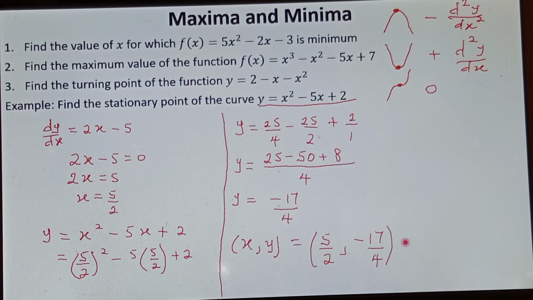So that's the point. So this point, you can ask yourself, is this point now a maximum or a minimum or a point of inflection? If we want to find out, we'll differentiate again. If we differentiate 2x minus 5, we'll get 2. And 2 is a positive number. That's to say that this point is a minimum point. So that's where we stop.